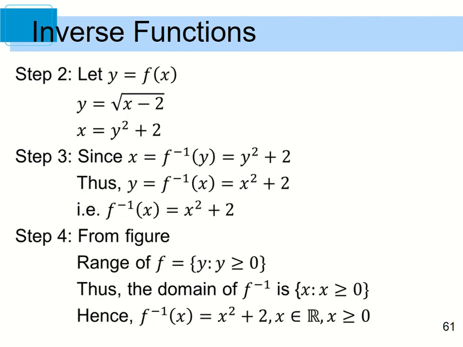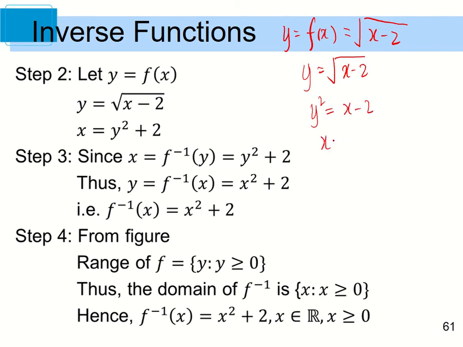After we determine the function is a 1 to 1 function, we can proceed to the calculation. First we let y be f(x), and the function is the square root of x minus 2. We are going to find x in terms of y, so we let x be the subject of the function. We bring over the square root to y, so it becomes a square, and here we have x minus 2. So x will be y squared plus 2.